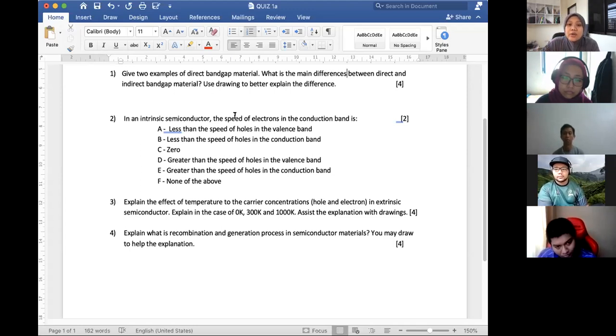So where can you find a free hole? You can find a free hole in the valence band. So sebab tu jawapan dia D. And it should be greater. Electrons are faster than the holes. So it will be D. But some of you also answered E. So kalau E saja tak betul, kalau D and E saya accept lah. Greater than, tapi sebenarnya tak betul juga, sebab greater than the speed of holes in the conduction band. Hole dalam conduction band tak bergerak pun. You shouldn't have any speed. Okay. So ramai tak dapat betul. Saya rasa 2-3 orang je kot yang got this right.